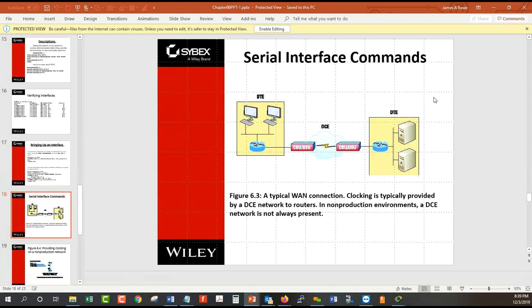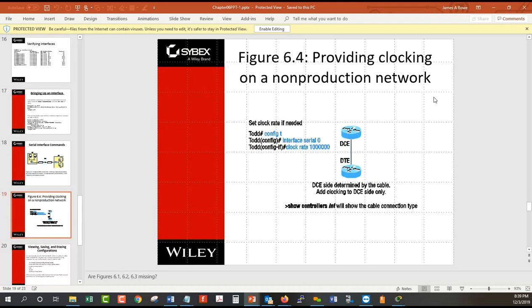You know how to bring up an interface. You know how to configure serial interfaces. One side gets a clock rate, the other does not. The DCE side gets the clock rate. The DTE side does not. Okay.